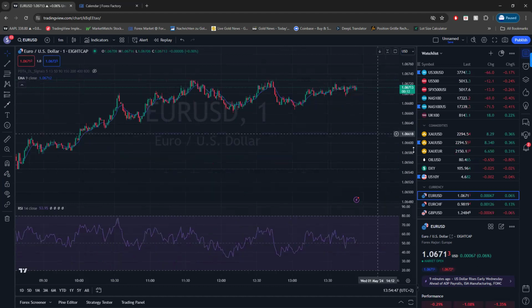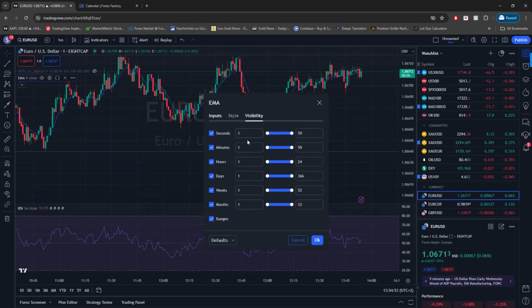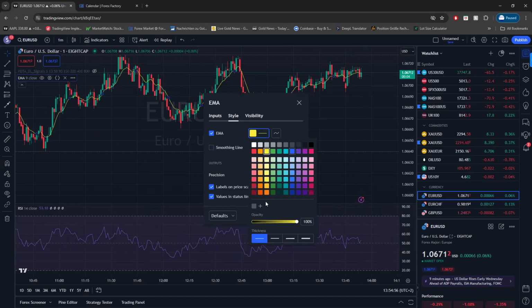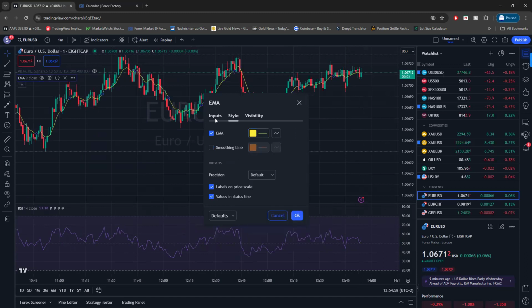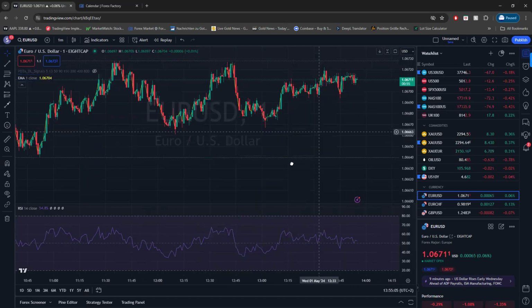You're going to have something like this. By default, I think it's going to be 9. I'm going to click on settings, go to style, change the color to yellow, just make it visible for you guys, and input, this is 9 by default. I'm going to start with 1, just to demonstrate what I want to demonstrate.